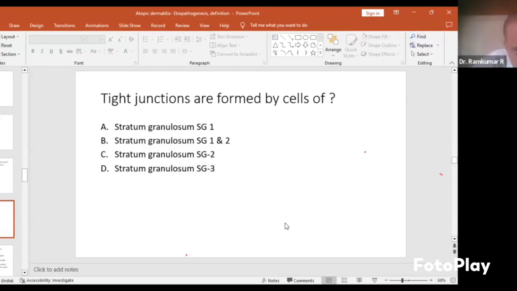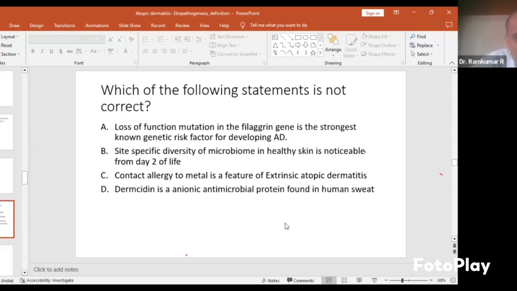Last question. So this is the last question, maybe somewhat difficult. I have given 4 statements here. Please choose the incorrect statement. Which of the following statements is not correct?